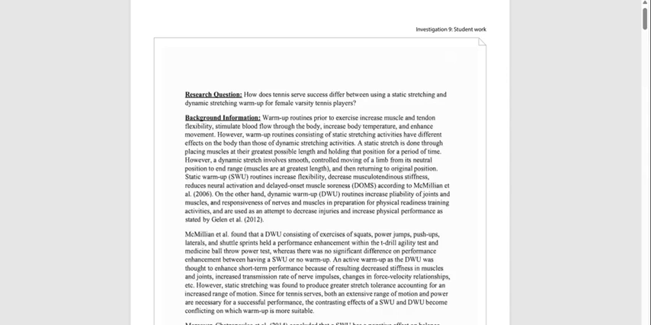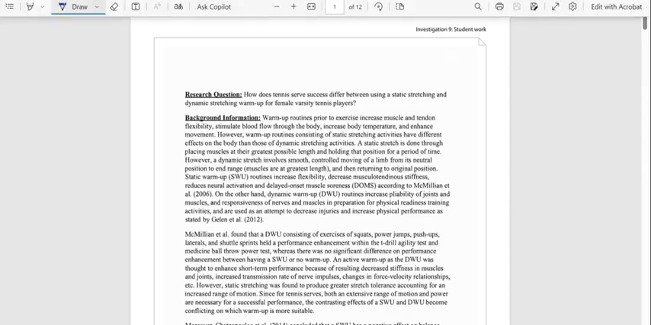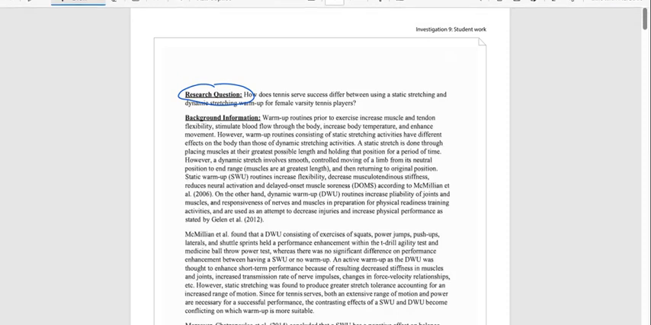Okay, so here is an example of an entire internal assessment, or IA. So we can see that it starts off with the research question and then moves into background information. So their research question is, how does tennis serve success differ between using a static stretching and dynamic stretching warm-up for female varsity tennis players?